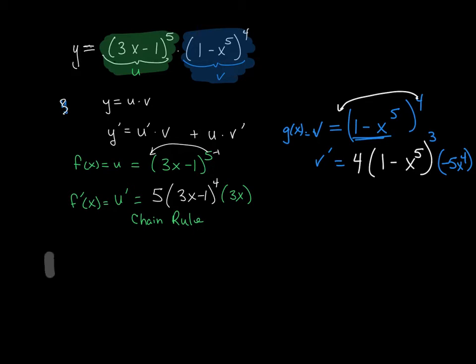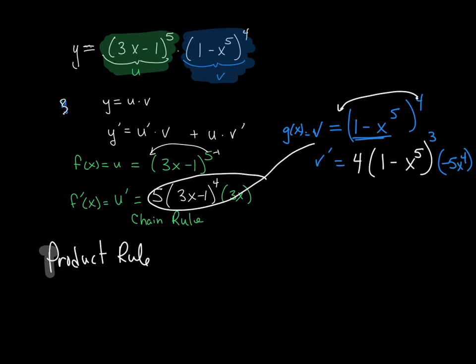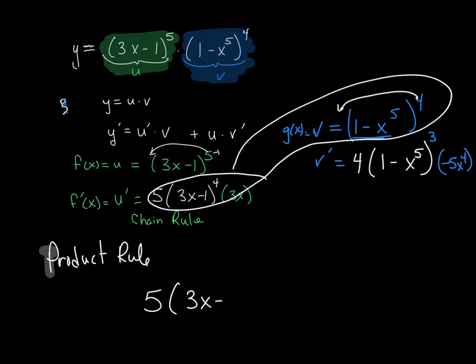So now for the product rule, I take the derivative of the first times the original of the second, which gives me 5 times 3x minus 1 to the 4th power times 3x. And I multiply all of that times 1 minus x to the 5th to the 4th power.